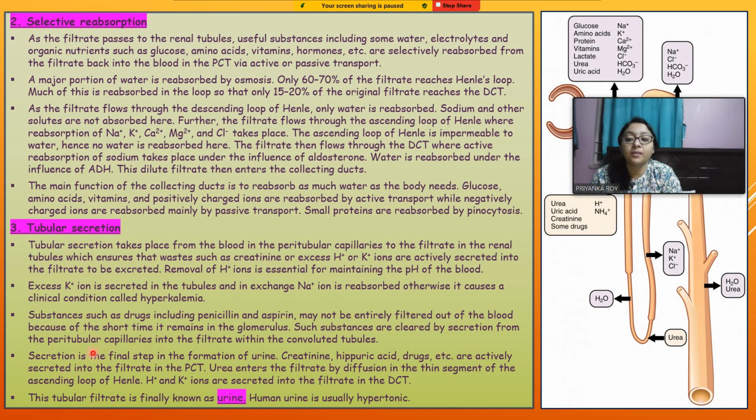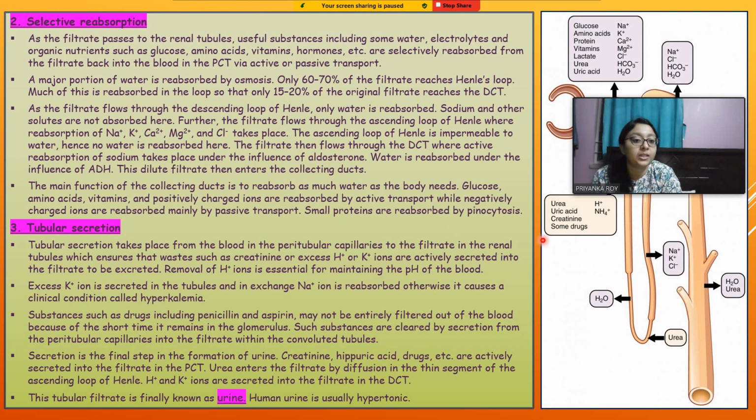Certain substances such as drugs like penicillin and aspirin may not be filtered entirely out of the blood because of the short time given in the glomerulus. So what happens is that they are secreted into the tubular filtrate by the capillaries, and therefore the filtrate carries them away with the help of urine. Secretion is the final step in the formation of urine.